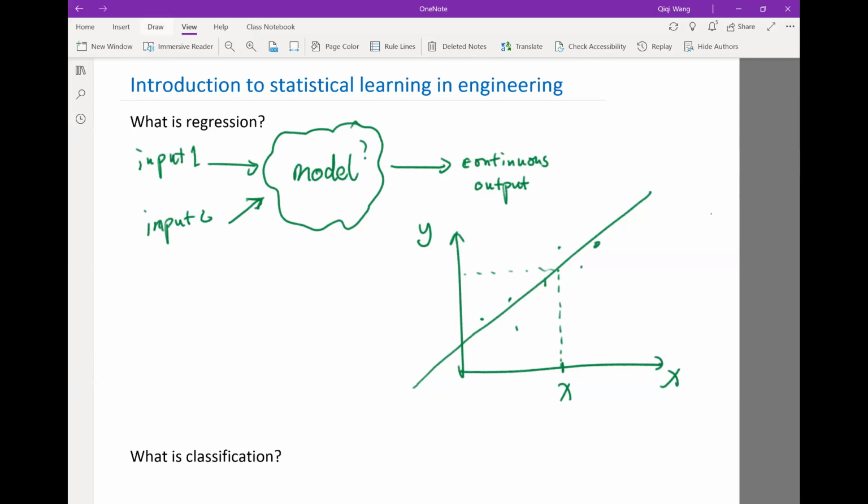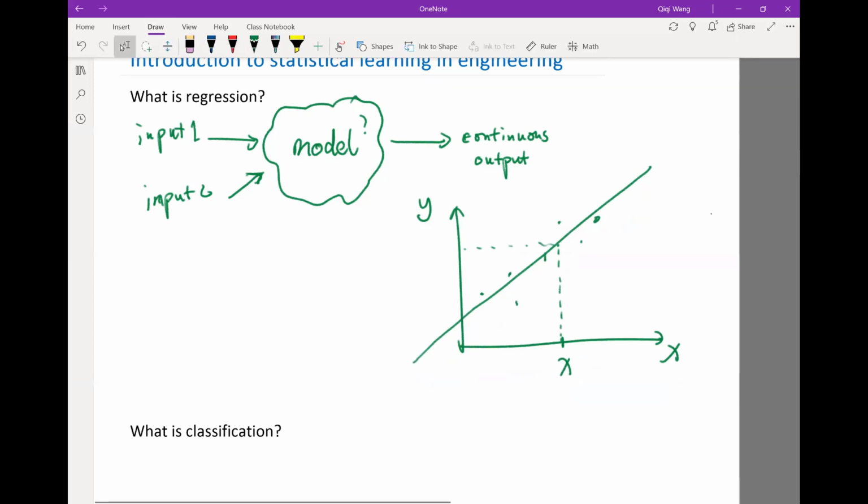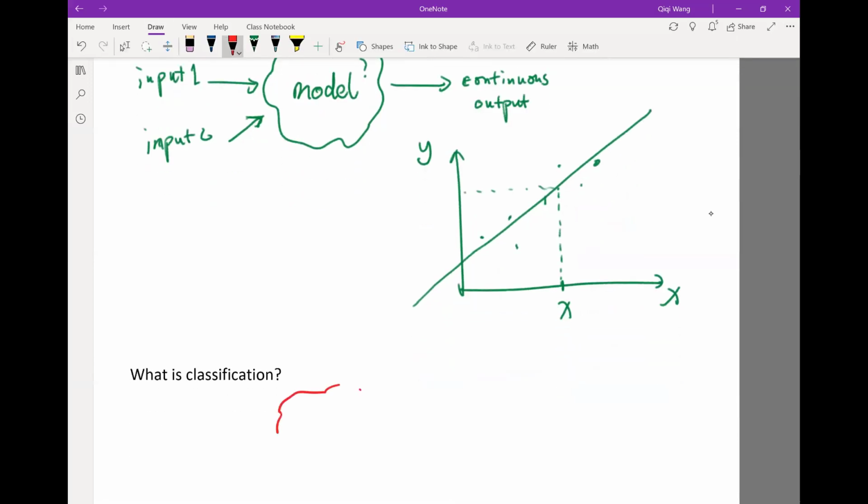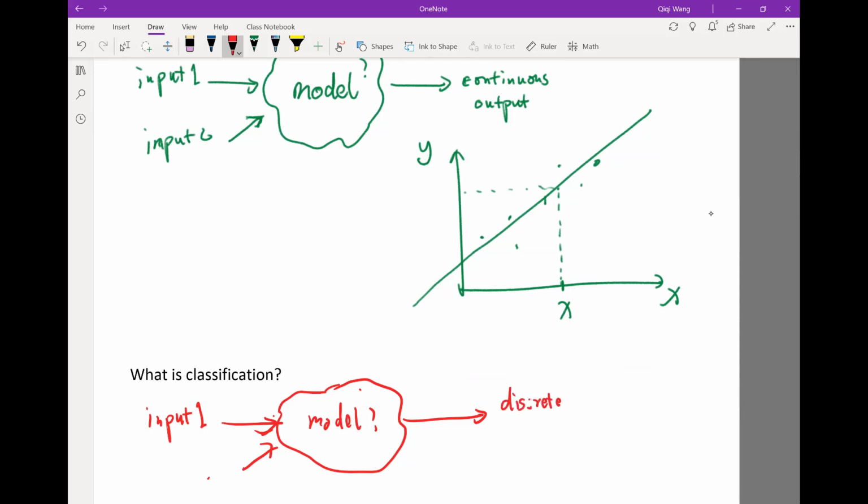This is different from classification. Classification also wants to estimate an unknown model, also based on a bunch of inputs. But the outcome of this model is not a continuous output. It's a bunch of discrete outputs.